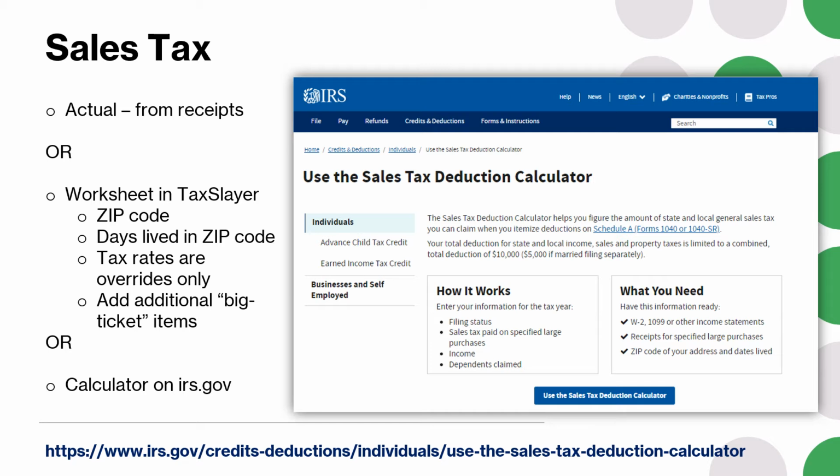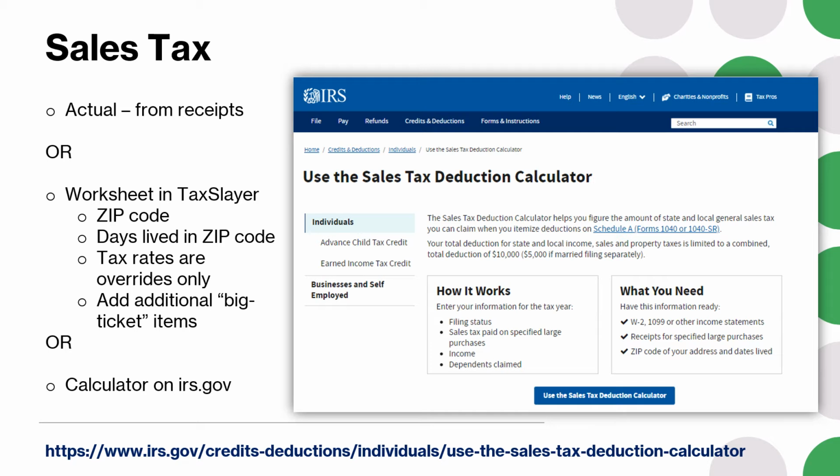And with state sales tax, our taxpayers have some more options. They could choose to deduct their actual sales tax. And so they would have been saving up all their receipts from over the course of the year and adding together all of their sales taxes. This is a little bit impractical. Taxpayers have never done this, even those that are savers. I rarely find anybody's actually saved up all of their receipts.